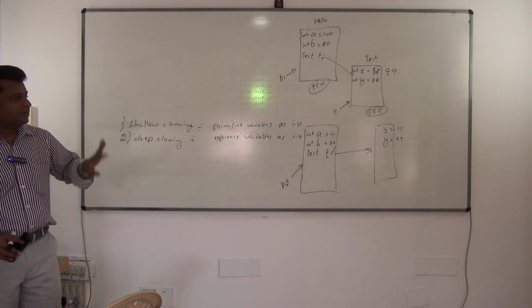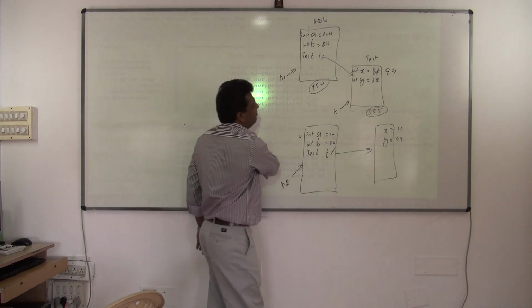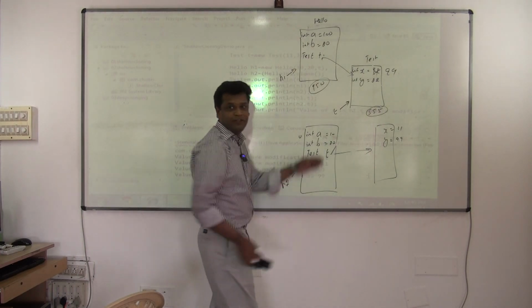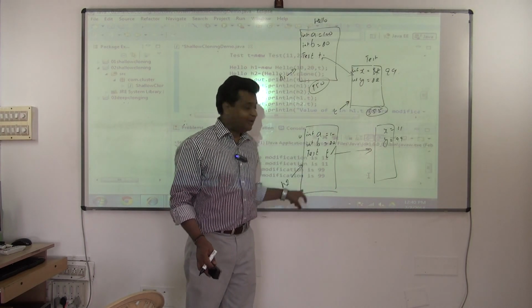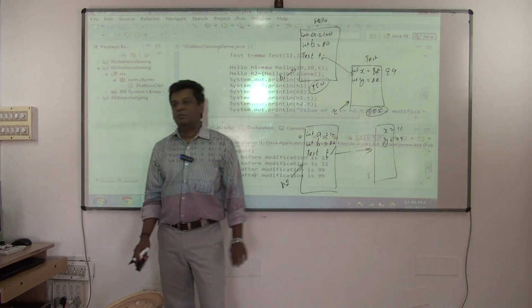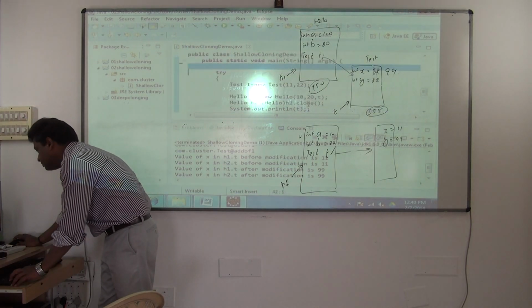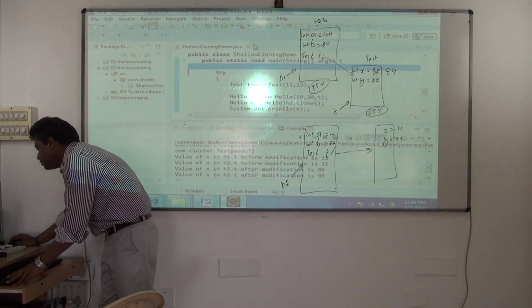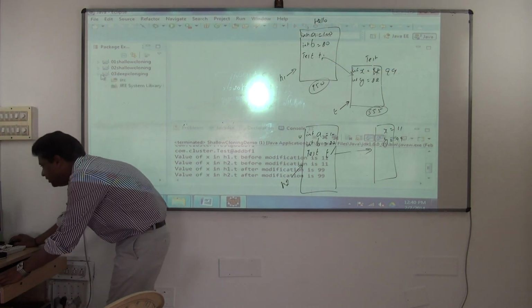Same diagram now. What will happen? The diagram will be the same, only the new diagram I have written now changes. H1 will be referring to this copy of test. H2 will be referring to this copy of test. How does it happen? For that you have to do the third example I am doing now. It is called deep cloning.